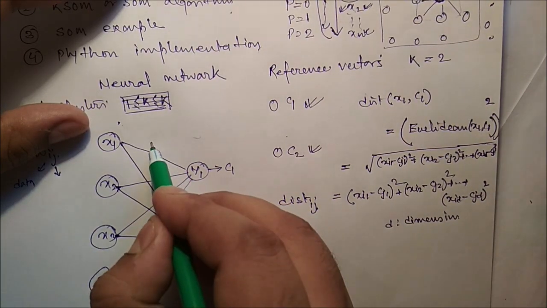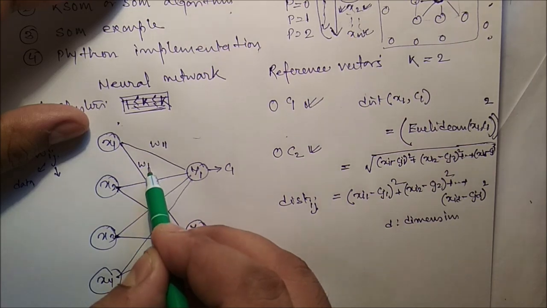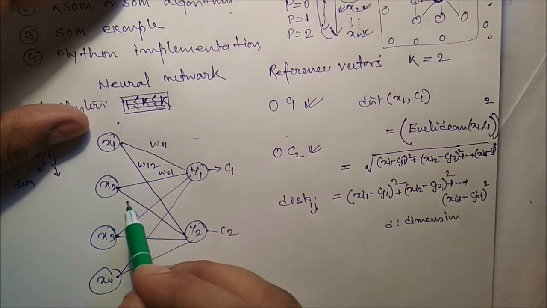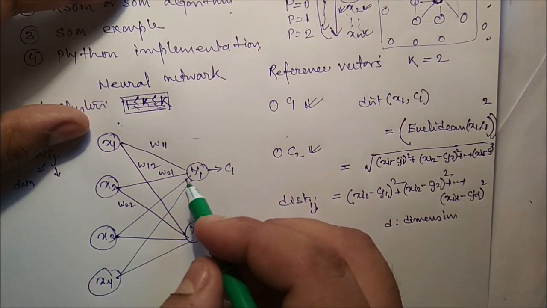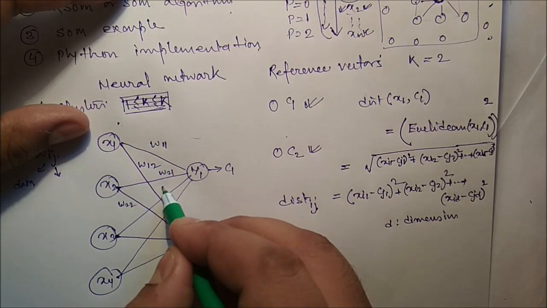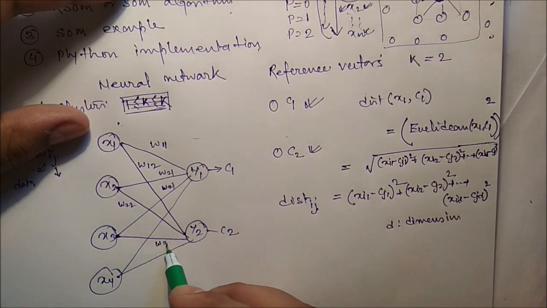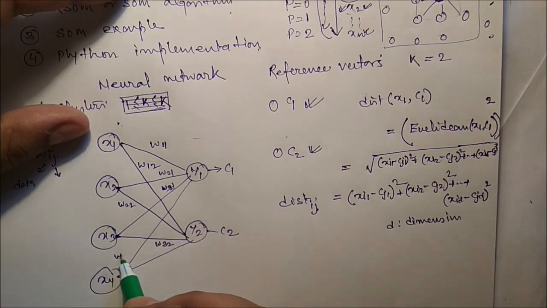So this is nothing but our W11, this is W12, this is W21, are you getting? W22, okay, and this is nothing but our W31, W32, okay, W41, W42.